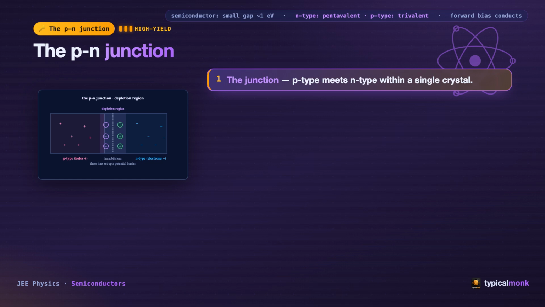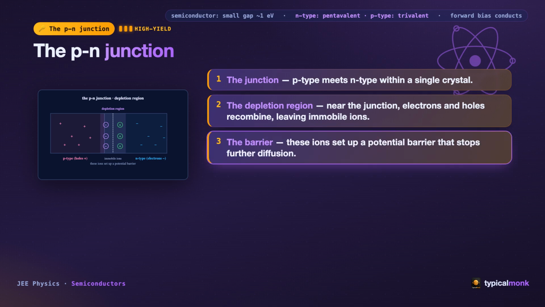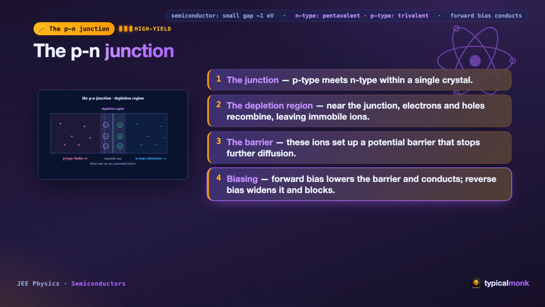Now look at the picture, the PN junction. The junction: a P-type region meets an N-type region within a single crystal. The depletion region: near the junction, electrons and holes recombine, leaving behind immobile ions. The barrier: these ions set up a potential barrier which stops any further diffusion of carriers. Biasing: forward bias lowers the barrier and lets current flow. Reverse bias widens it and blocks the current.